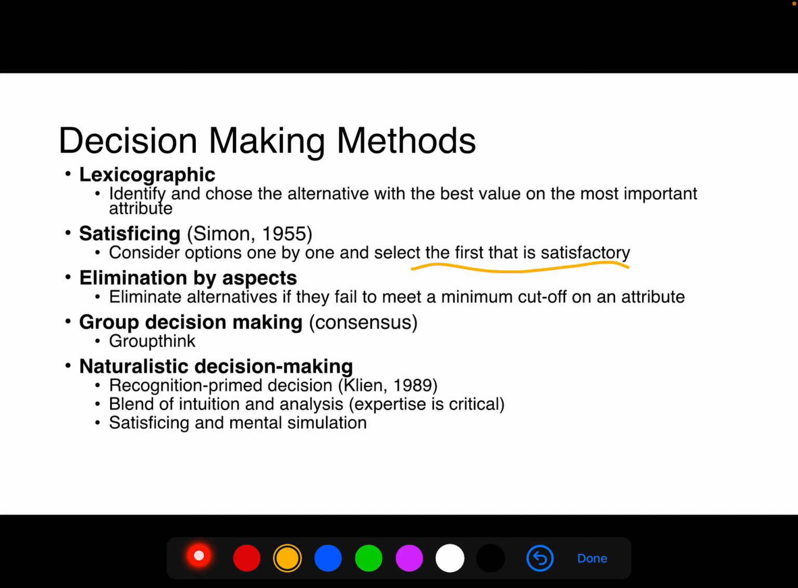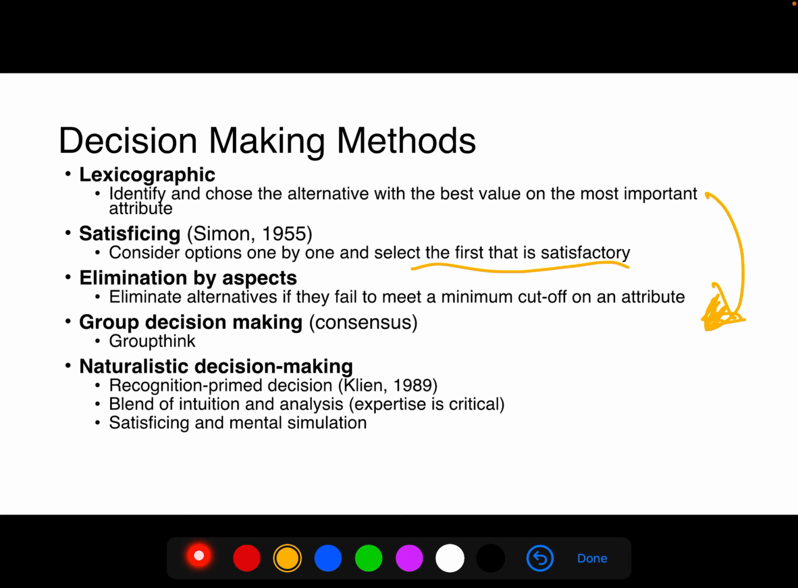Elimination by aspects. This could be somewhat of an inverse of lexicographic, right? You eliminate alternatives if they fail to meet a minimum cutoff on an attribute. Group decision making or consensus. This is groupthink. We could think of this as national politics, or any organization making a large decision by a large body. Think about the CDC's COVID guidelines. That's an aspect of group decision making.